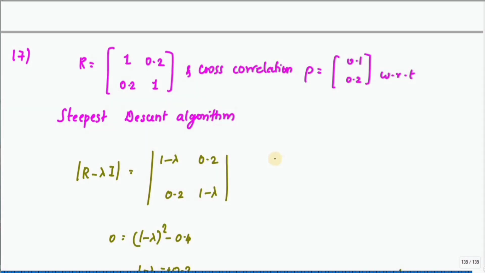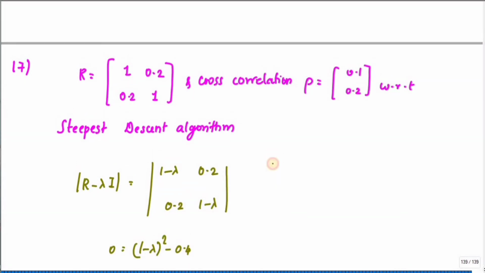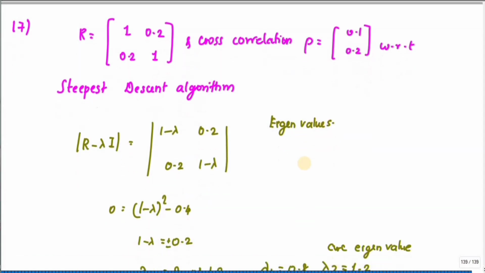I am Dr. Vinod. So the question they have asked is they have given the autocorrelation R is equal to [1 0.2; 0.2 1] and cross correlation P is equal to [0.1 0.2] with respect to the steepest descent algorithm. So R minus lambda I. You have to subtract the diagonal term by lambda. Okay, so 1 minus lambda and 1 minus lambda.